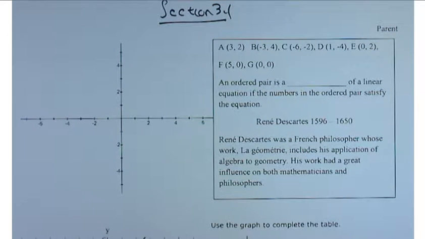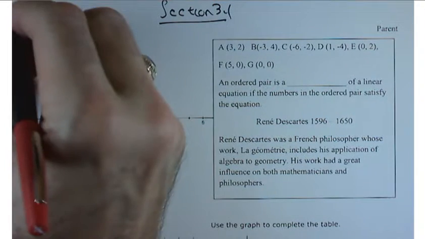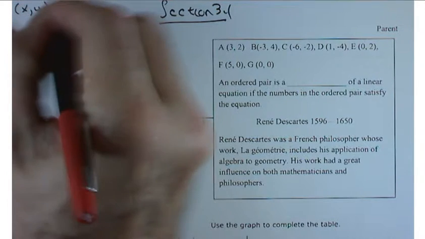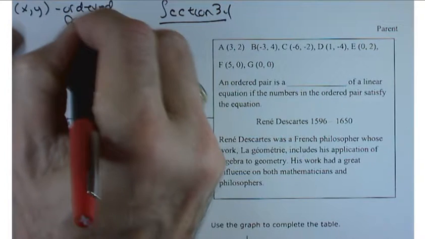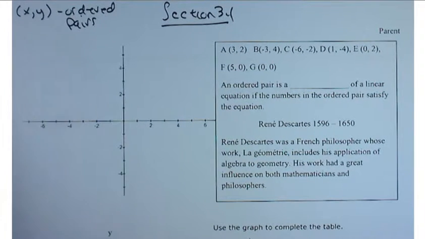In section 3.1, we're going to graph things using pairs of numbers. And these are kind of special pairs of numbers. They're called ordered pairs. So they're going to have an x and y coordinate. Ordered pairs. And there's lots of good reasons that you would work with an ordered pair or a pair of numbers.